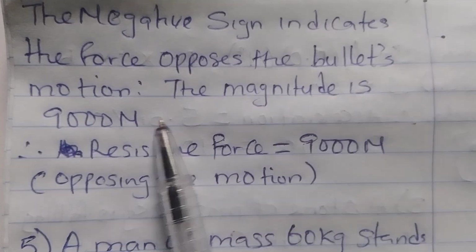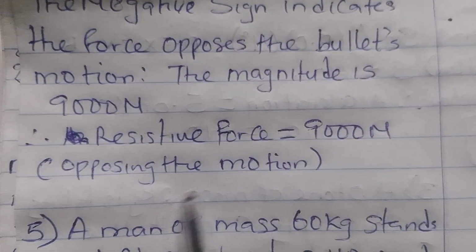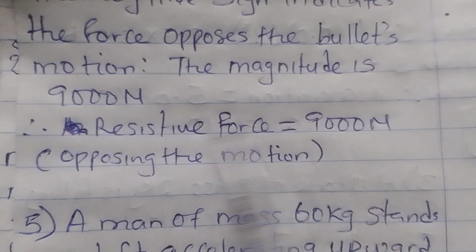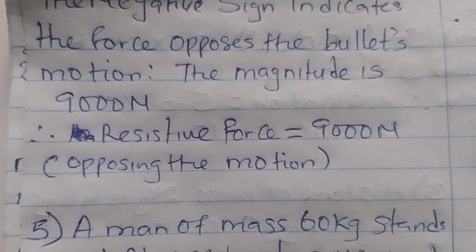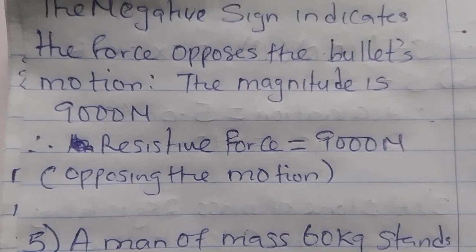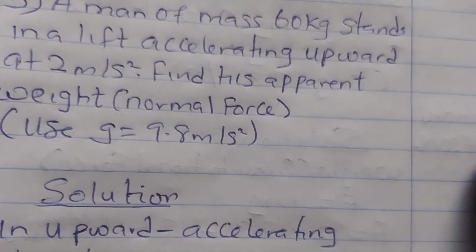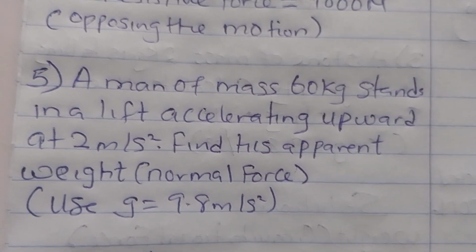So the magnitude is 9,000. The resistive force is 9,000 newtons, opposing the motion. I think we got this. So it's showing that the force is opposing the motion. So now we go to the next question, which is question 5.